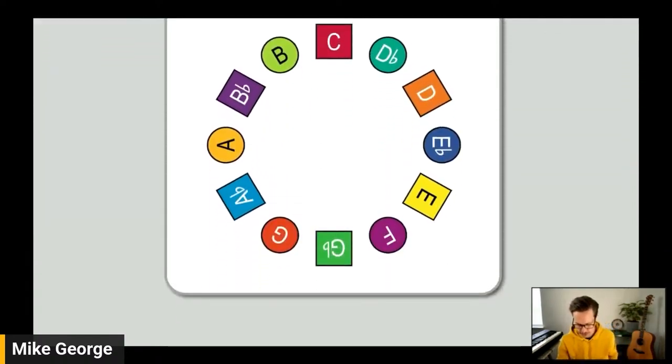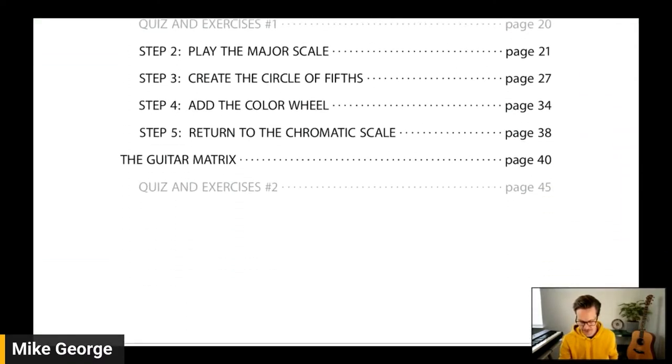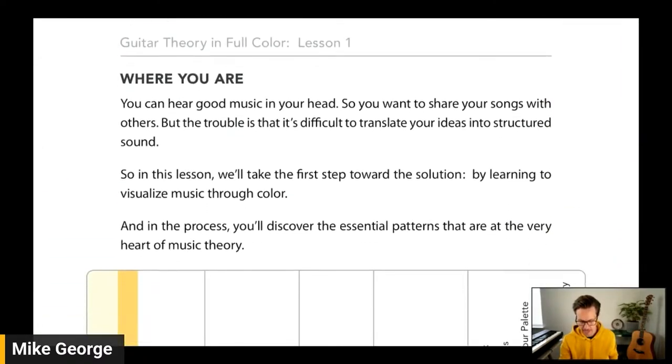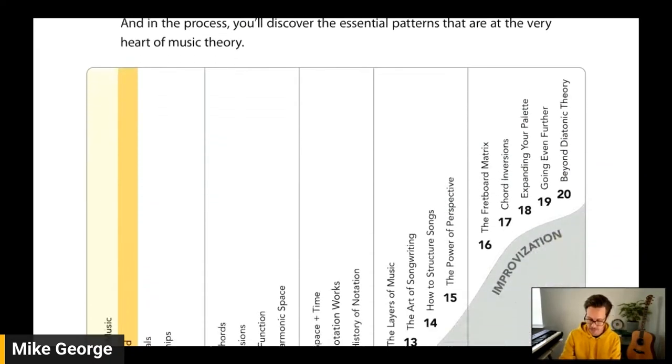This is the first lesson with a number beyond 0. I'm going to skim past the table of contents there, and we'll start into where you are. So, okay, you can hear good music in your head. You want to share your songs with others. But the trouble is that it's difficult to translate your ideas into structured sound. So in this lesson, we'll take the first step toward the solution by learning to visualize music using color. And in the process, you'll discover the essential patterns that are at the very heart of music theory.